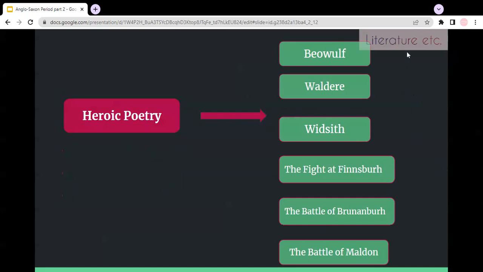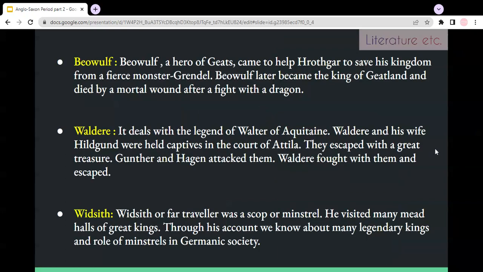Heroic poetry. I have listed here six of the most important heroic poems. Today we will discuss only the heroic poetry part: Beowulf, Waldere, Widsith, the Fight at Finnsburh, the Battle of Brunanburh, and the Battle of Maldon. Now let us understand very briefly the storyline of these heroic poems.